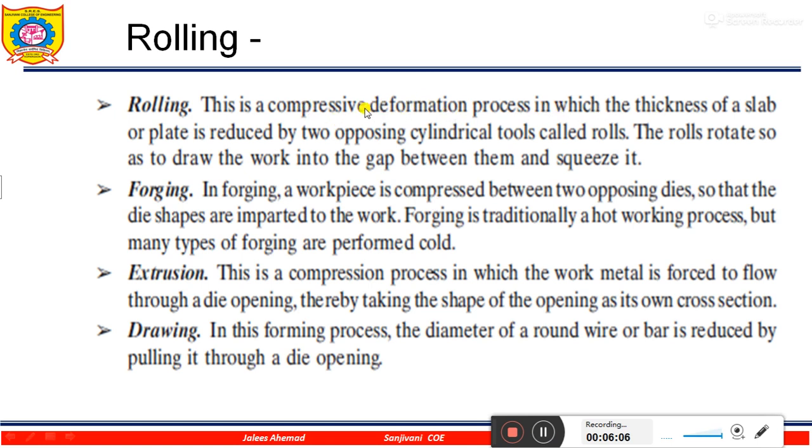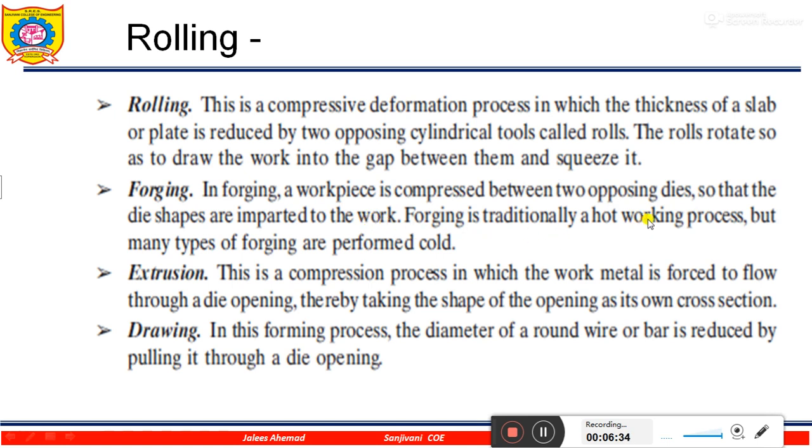It is the compressive deformation process in which the thickness of the slab or plate is reduced by two opposing cylindrical tools called rolls. The rolls rotate so as to draw the work into the gap between them and squeeze it. Now what is forging? In forging, a workpiece is compressed between two opposing dies, compressed so that the die shapes are imparted to the work. So whatever the shape of the die, the shape is given to the work.